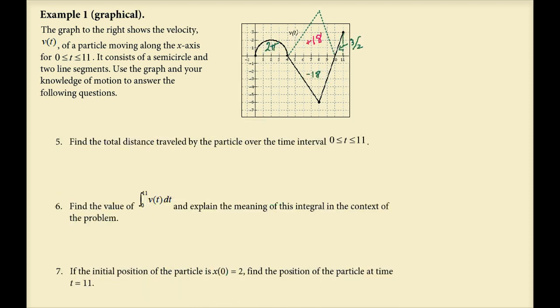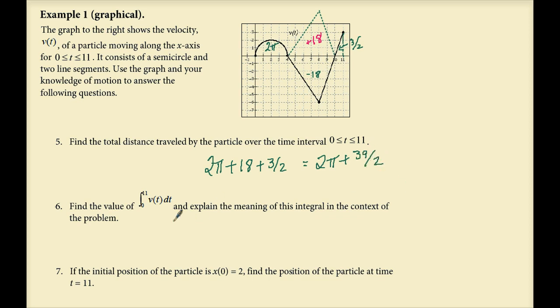Okay, we're back with our graph, but notice I've included the areas under the curve. 2 pi for the semicircle, negative 18 for the triangle, or positive if we're considering the absolute value, and 3 halves for this triangle. Our first question, find the total distance traveled by the particle over the time interval from 0 to 11. Well, that's going to be the absolute value of all of those distances. So that's going to be 2 pi plus 18 plus 3 halves, which is 2 pi plus 39 over 2.